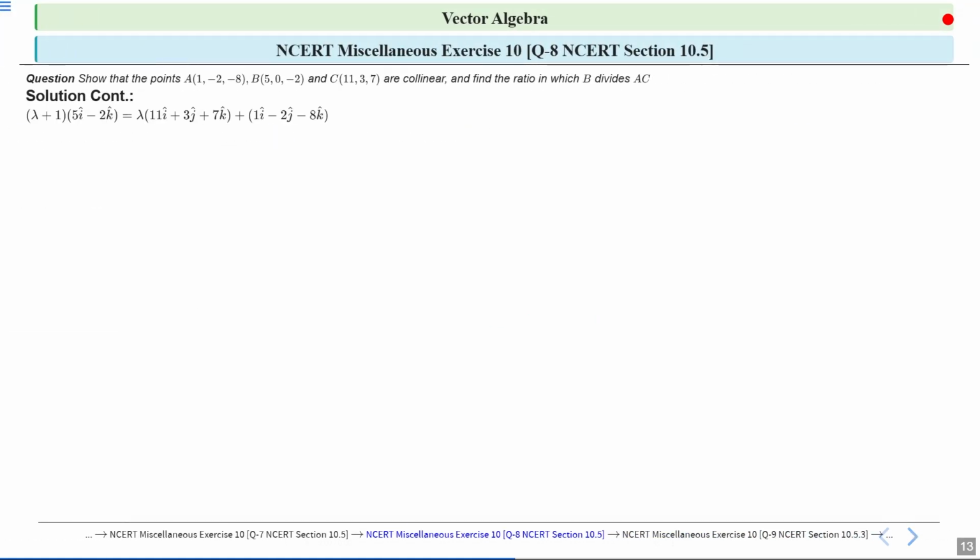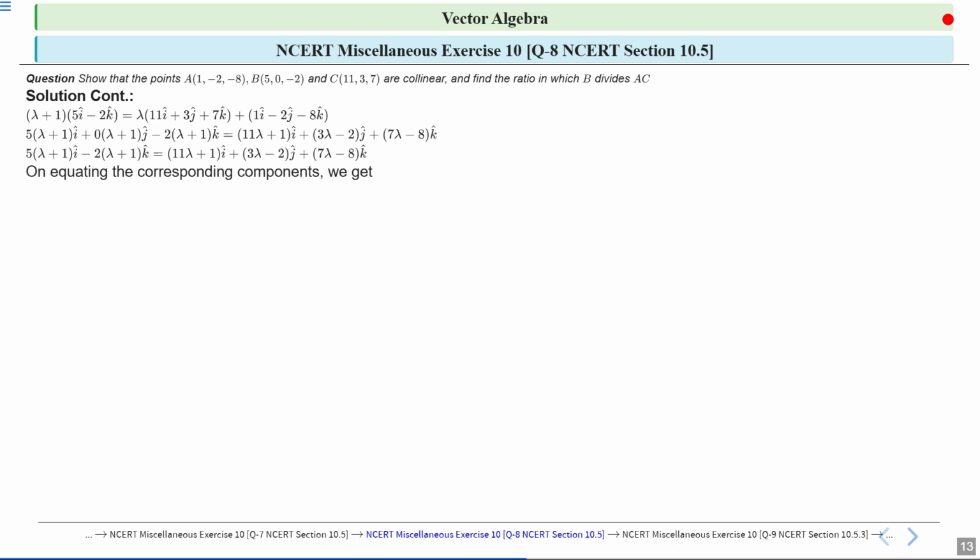Lambda plus 1 into 5 i cap minus 2 k cap is equal to lambda times 11 i cap plus 3 j cap plus 7 k cap plus 1 i cap minus 2 j cap minus 8 k cap. So 5 times lambda plus 1 i cap plus 0 times lambda plus 1 j cap minus 2 times lambda plus 1 k cap equals 11 lambda plus 1 i cap plus 3 lambda minus 2 j cap plus 7 lambda minus 8 k cap.